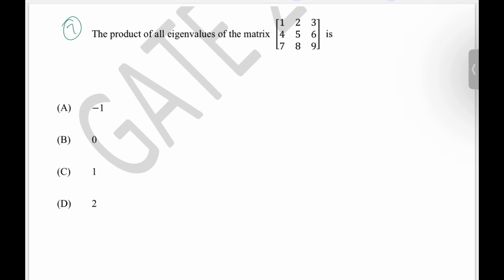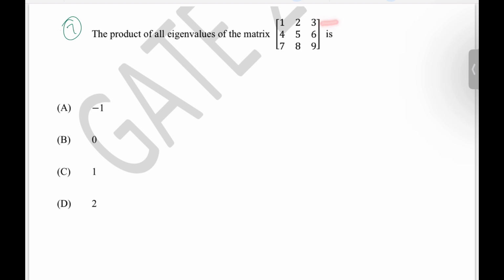Just look at the rows vector, just look at the columns vector, and if you can find any dependency within 10 to 15 seconds, it is okay. Otherwise, anyhow, we will be calculating the determinant. So first, let's look at the rows.